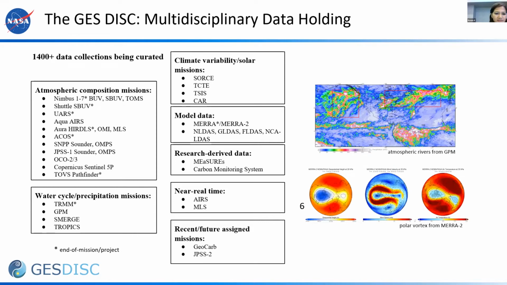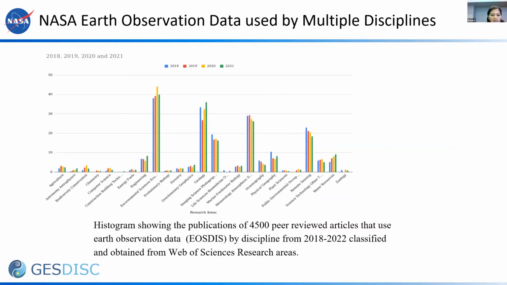These are the data sets being curated at Justice. There are different missions covering atmospheric composition, water cycle and precipitation, climate variability, and solar missions. We have model data sets that go back to the 1980s, and we have research-derived data sets as well. Some are near real-time data sets like AIRS and MLS, and some new missions coming are GeoCarb and JPSS-2. Some of the missions marked with an asterisk are at the end of the mission project.